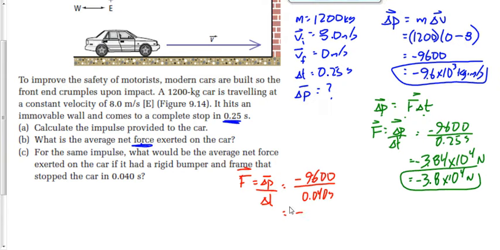Negative 2.4 times 10 to the 5. Look at these two forces here. When we had a crumple zone and it took 0.25 seconds to stop, the force was 3.8 times 10 to the 4 newtons. When we don't have a crumple zone and it stops a lot quicker, we have a force that's 10 to the 5 newtons, a force that's almost 10 times as big.